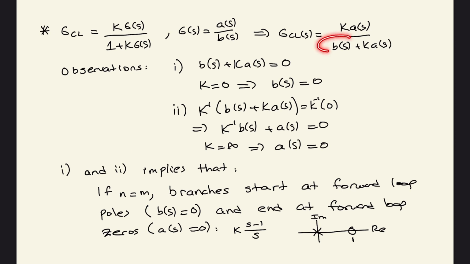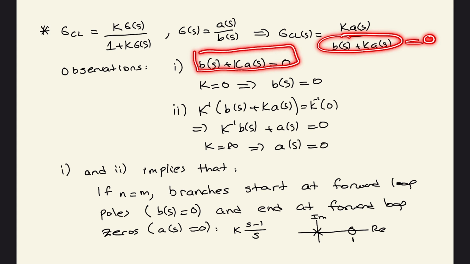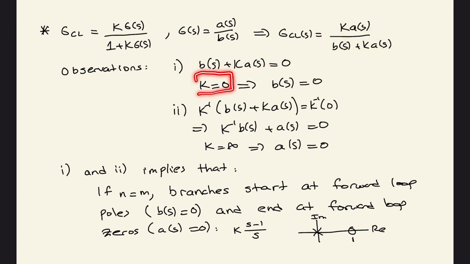First of all, take this denominator and set it to 0, which is here. When gain k is 0, this term disappears, so you end up having this. Now, let's take this equation, multiply from left and right by k inverse. You are going to arrive at this equation. When gain is infinity, this term will disappear, so you end up having this.